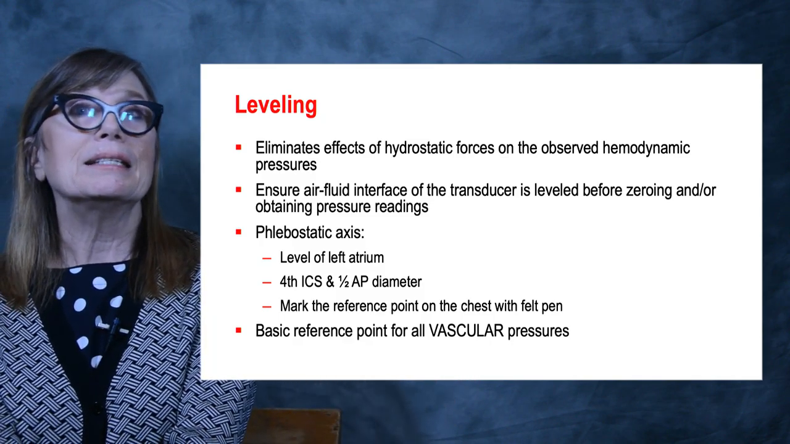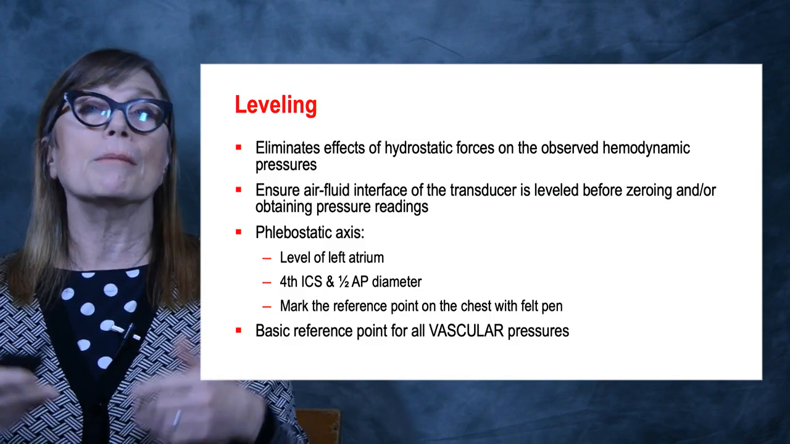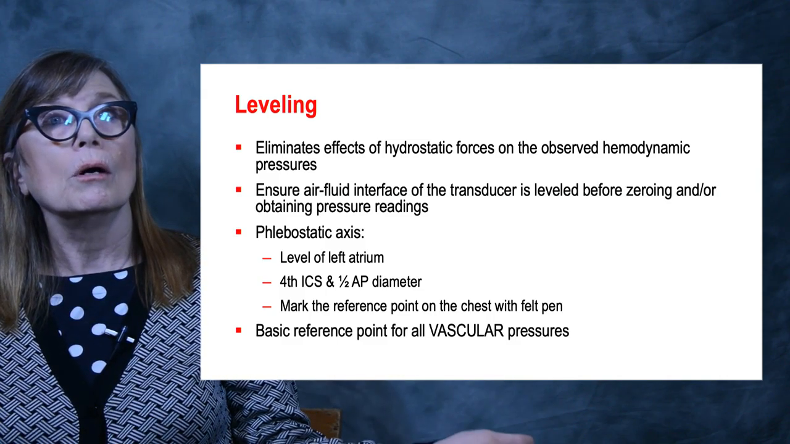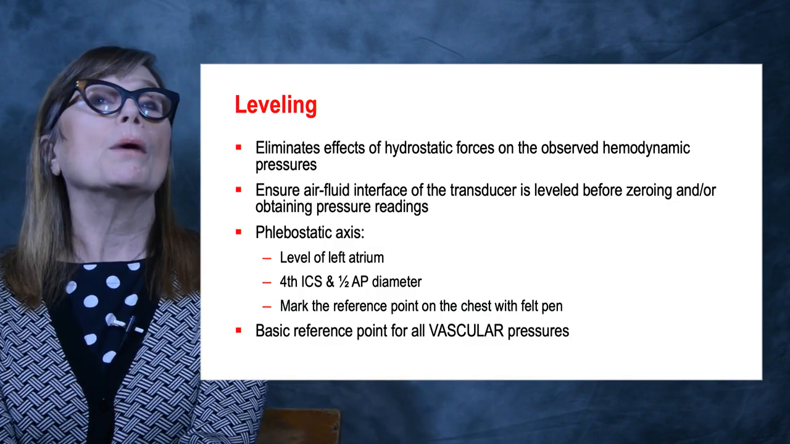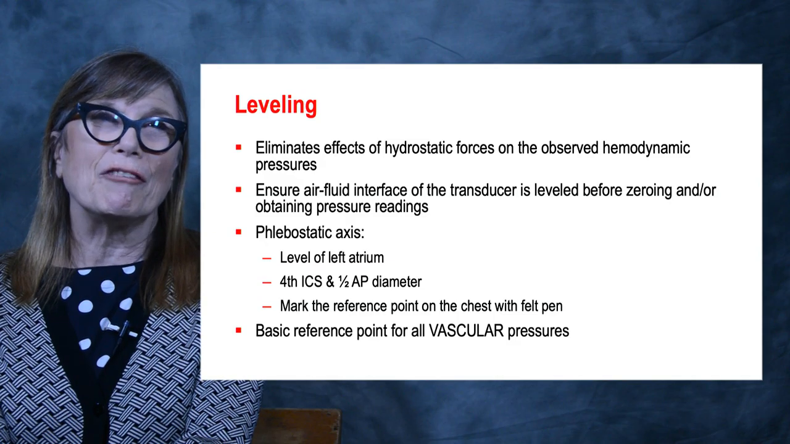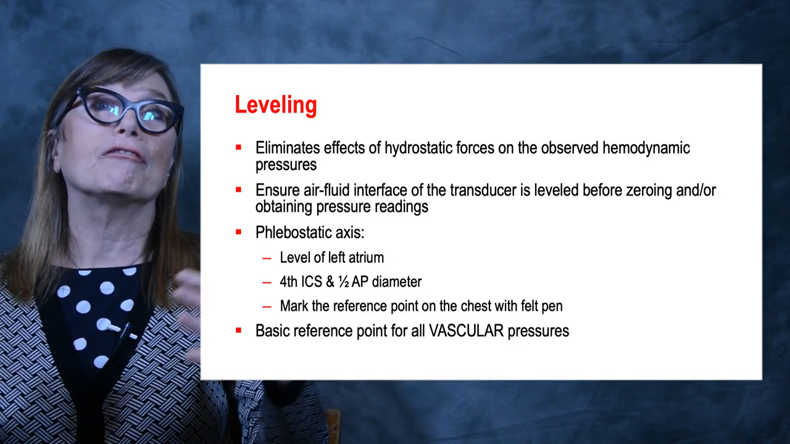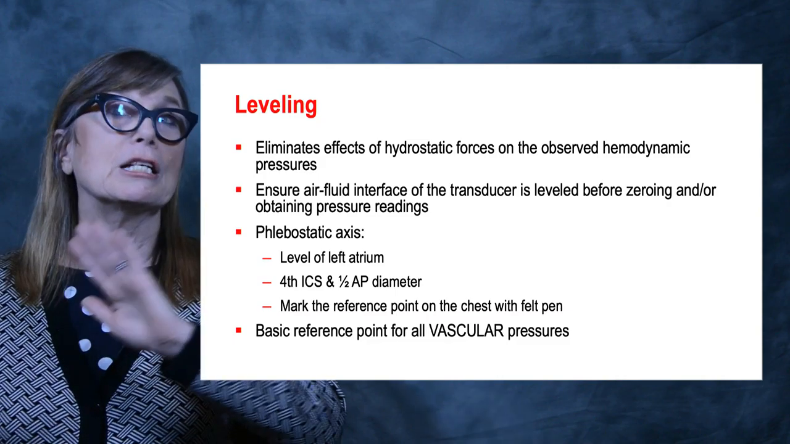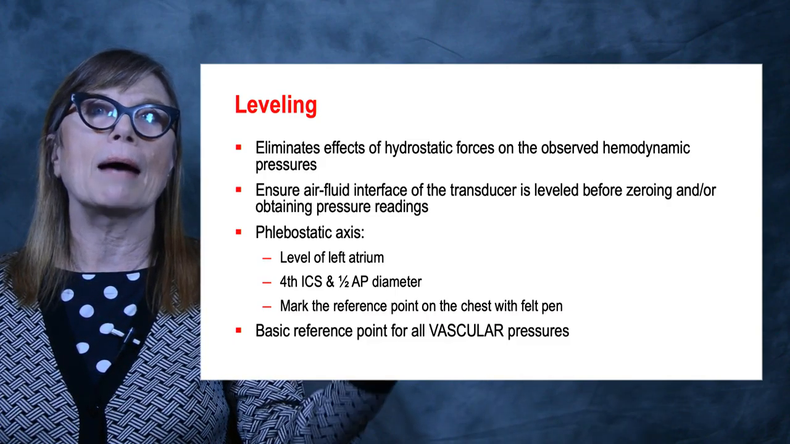And that is typically the right and left atrium. Both right and left atrium at rest are at zero, and that means they are equal to atmospheric pressure. So we always wish to level our transducer to what we call the phlebostatic axis, the place where blood doesn't move at rest because it's equal to atmosphere.